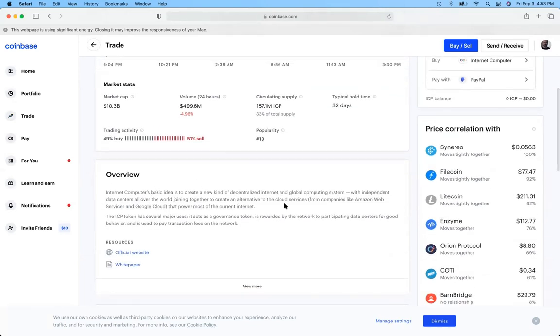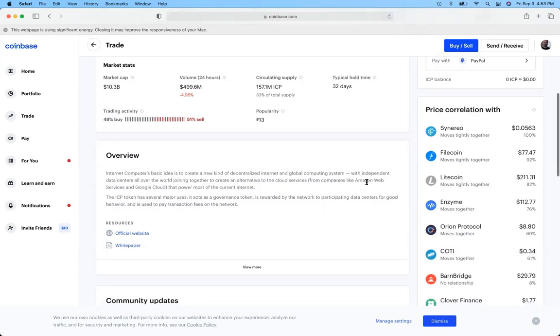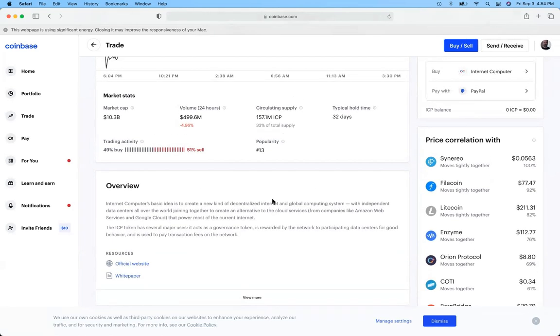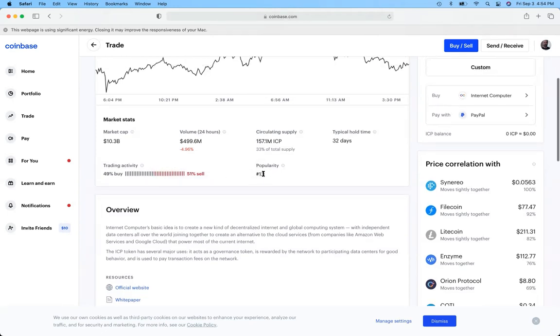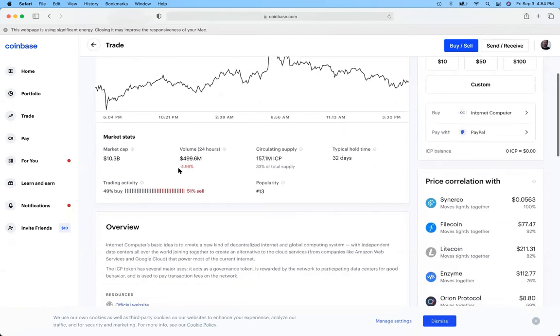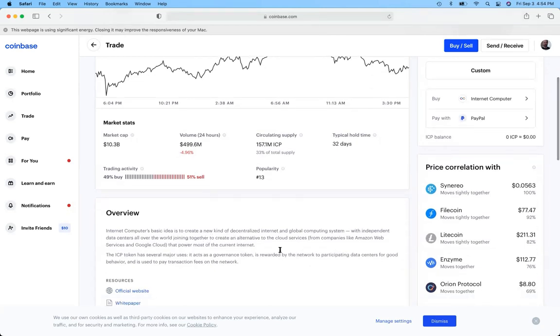Okay, so Internet Computer's basic idea is to create a new kind of decentralized internet and global computing system. Well, that's fascinating. With independent data centers all over the globe, the world joins together to create an alternative to cloud services from companies like Amazon. This is quite a disruptive concept. The ICP token has several major uses. It acts as a governance token, is rewarded by the network for good behavior, and is used to pay transaction fees on the network. So this is quite unique. Right now there are more sellers than buyers, so it's small, 50-50. It's quite popular, and 13 and 32 days is the typical holding time. Market cap is good, $10 billion. This is intriguing, especially because of what it offers, an alternative to clouds. Yeah, that's significant. All right, so we like that.